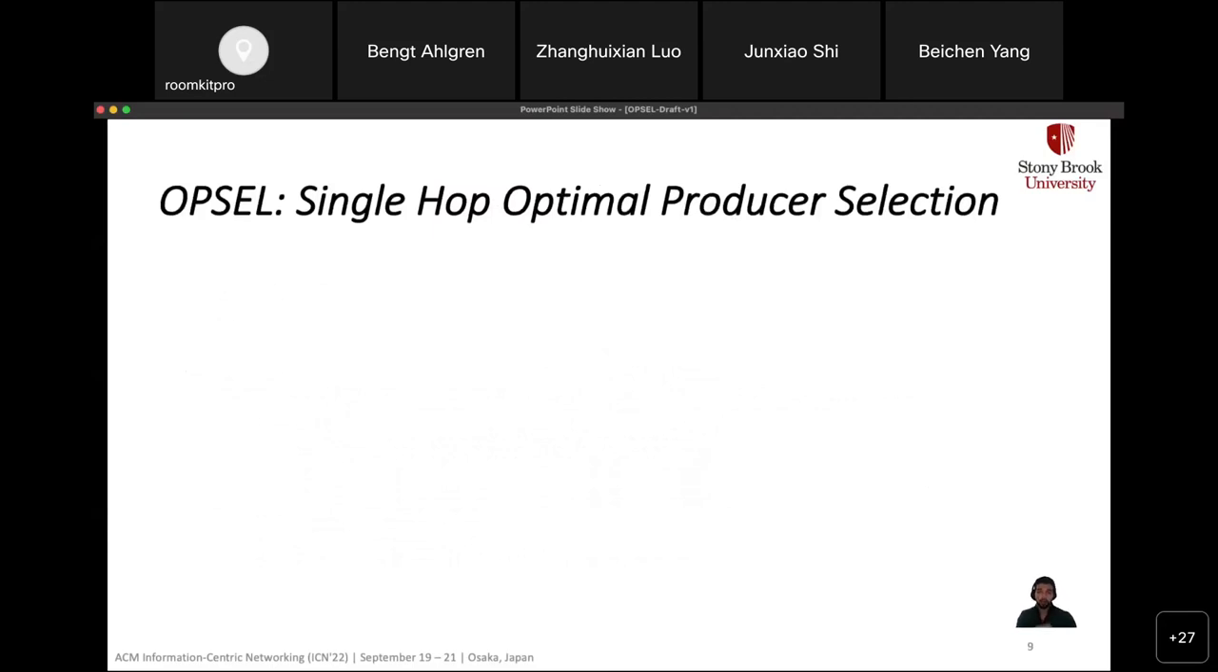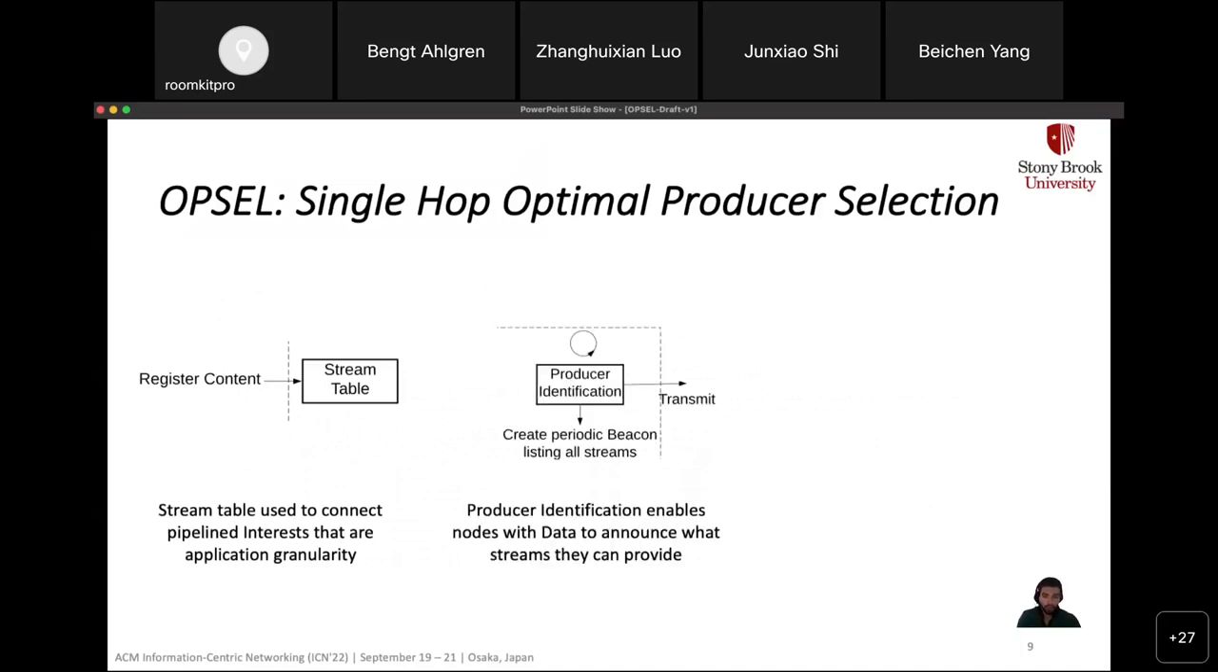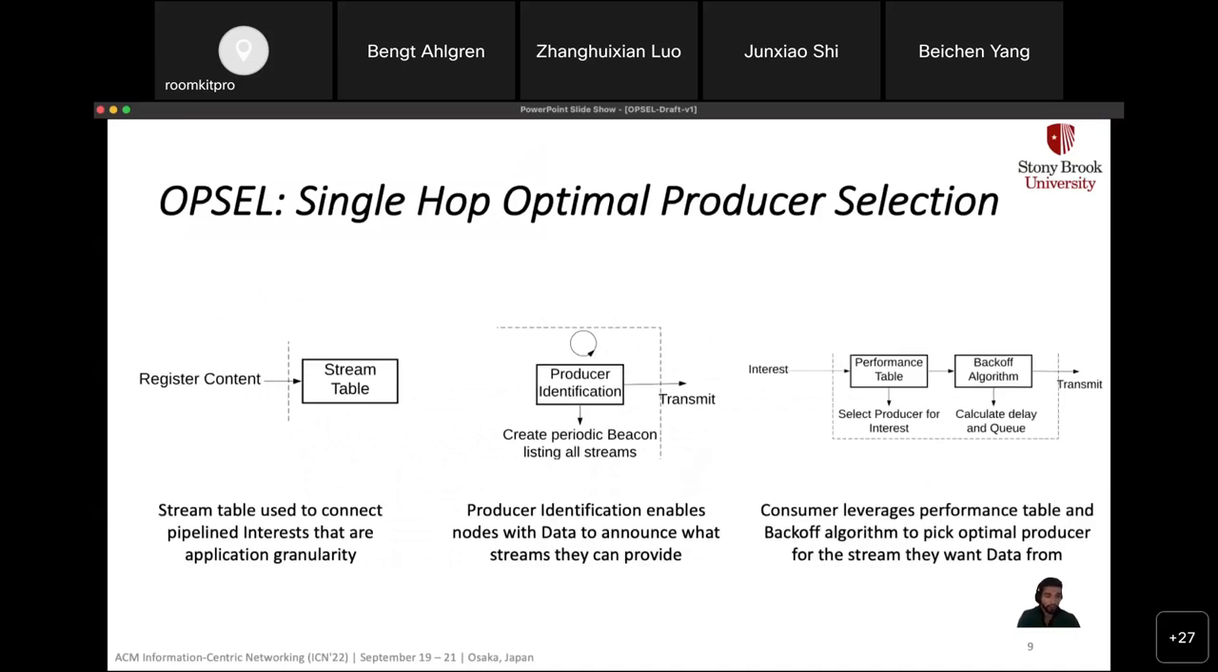With that in mind, we produce OPSEL, the single hop optimal producer selection. It consists of three components. The first component is a stream table. A stream table is used to connect pipelined interests at application granularity. The second is producer identification, which enables nodes with data to announce what streams they can provide. And the third is the performance table and backoff algorithm, which enables the consumer to leverage them to pick the optimal producer for the streams it wants data from. We'll go into detail on each of them right now.